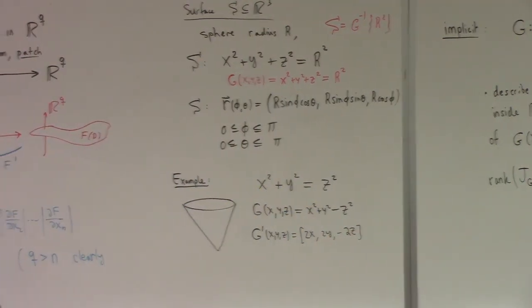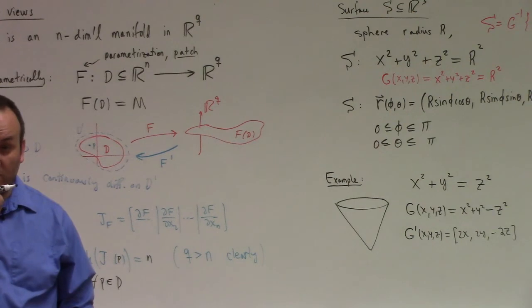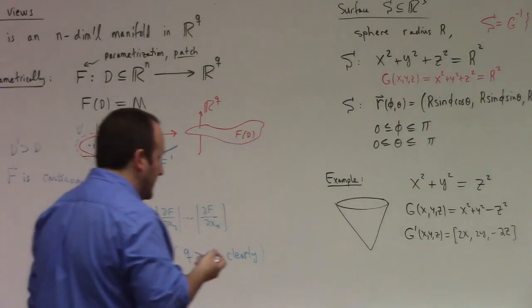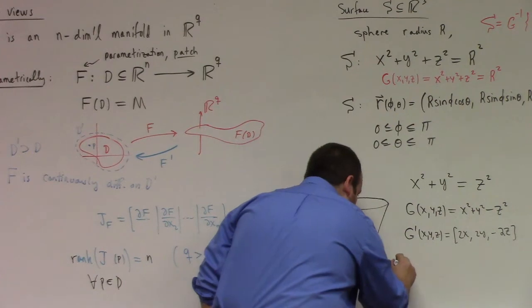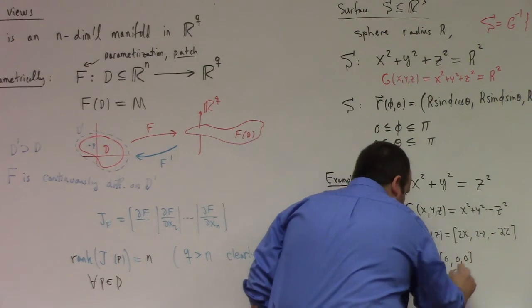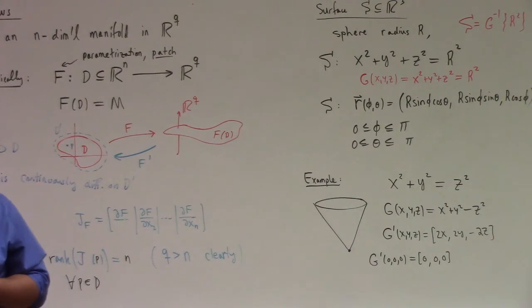For that to define a surface locally, we need that the rank is 1. There's one point where the rank fails to be 1: the origin. g prime of 0, 0, 0 is just equal to the 0 matrix, which has rank 0. Any other point on that cone has rank 1, which means that locally it's a surface, which means I can put a patch on it also.